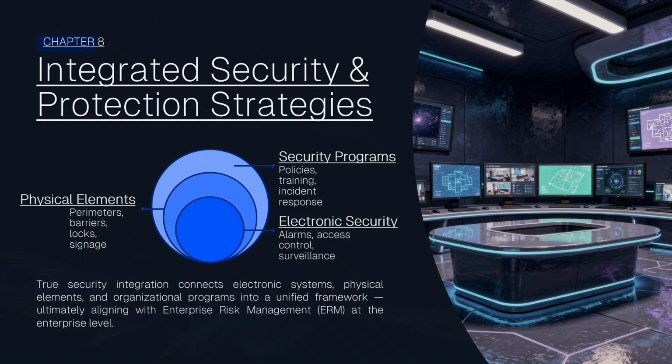Physical elements include barriers, fences, walls, doors, and structural protections that form the first layer of defense. Electronic security systems add another layer by providing alarms, sensors, access control systems, and surveillance technologies that detect and monitor potential threats. Finally, security programs bring together policies, training, procedures, and operational management to ensure that these systems function effectively. True security integration connects these elements into a coordinated protection framework where technology, people, and physical design operate together to reduce vulnerabilities and enhance overall resilience.